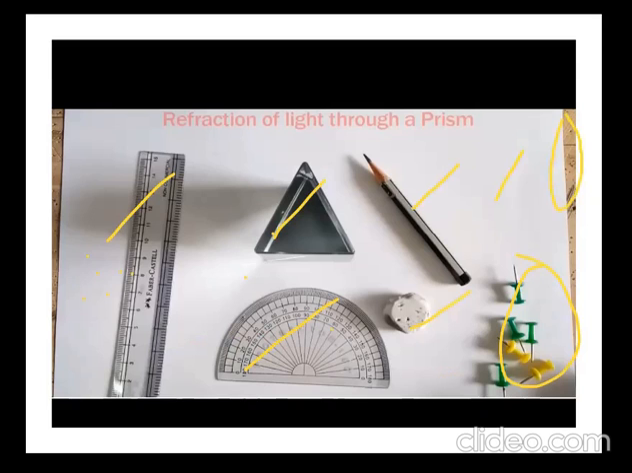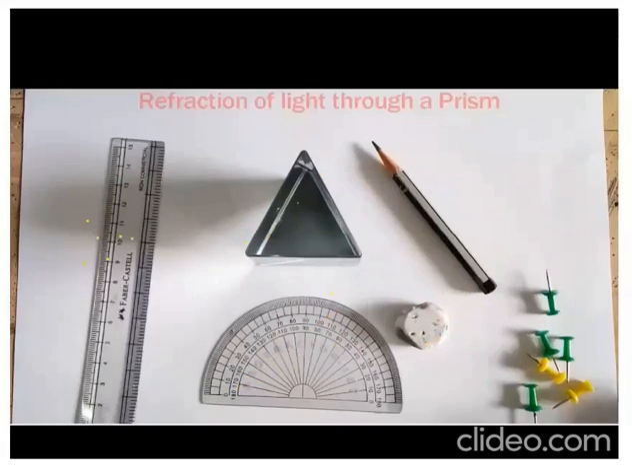So these are the apparatus which you require for your activity, that is refraction of light through a prism. These are the things required. Right children? Chalo. Let us proceed now. What you're going to do with this?